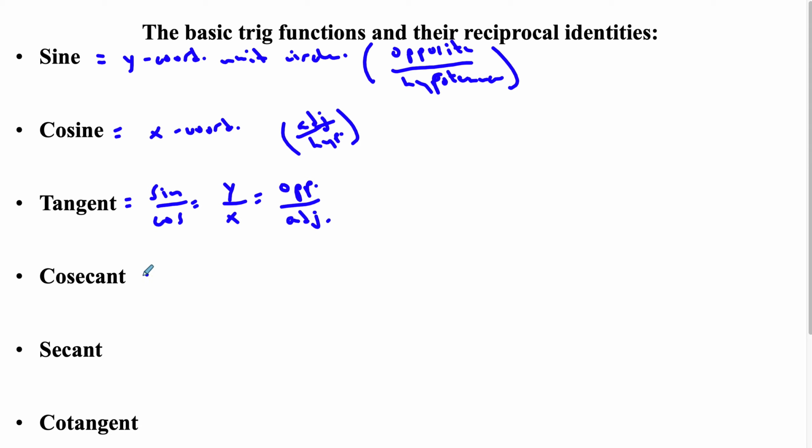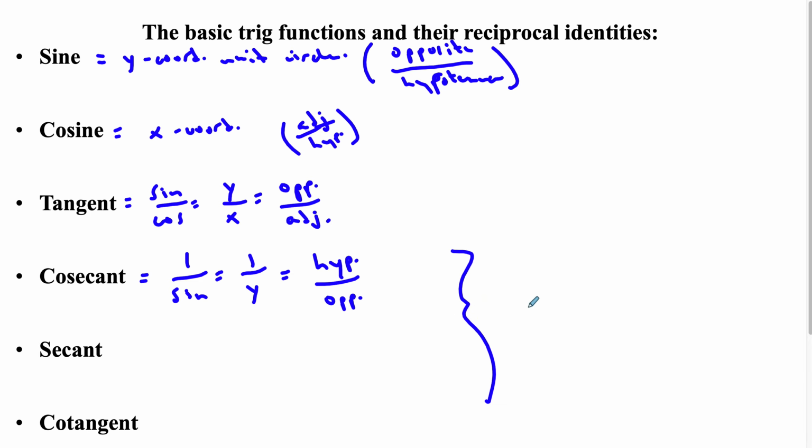Okay, cosecant is defined as 1 over the sine, which means it is 1 over the y, which would mean, hey look, it's the reciprocal. What's the reciprocal of this? It would be the hypotenuse over the opposite side. So these three things here are called the reciprocal identities. They're just the reciprocal of the original three trigonometric identities.